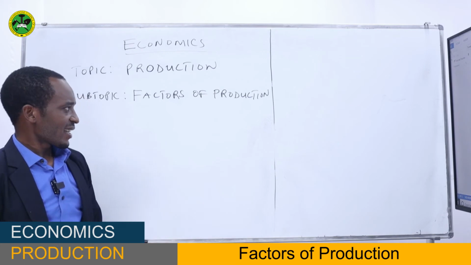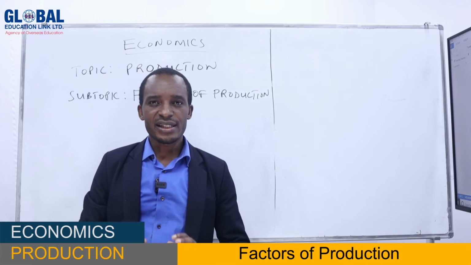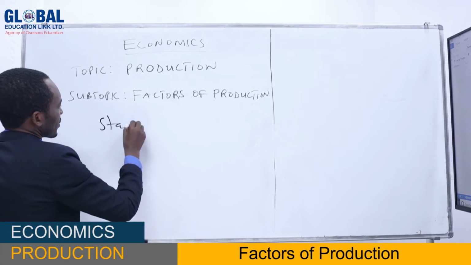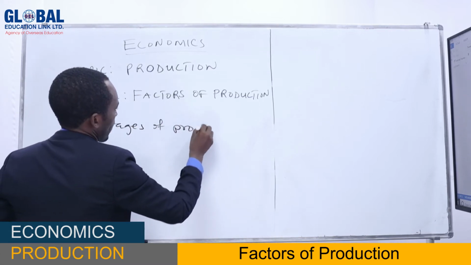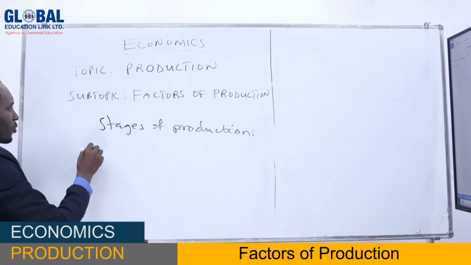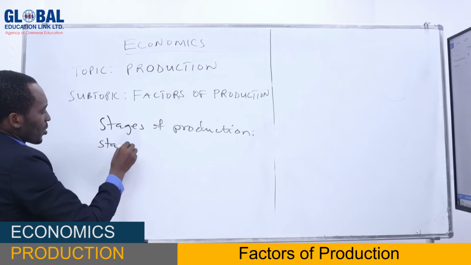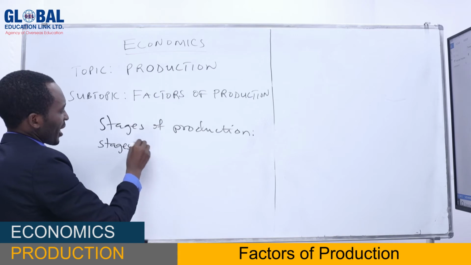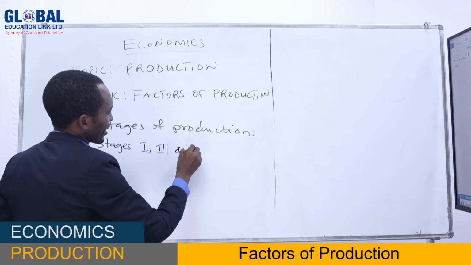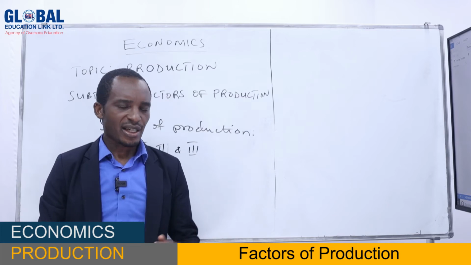Okay, now let us discuss the stages of production. Here we'll discuss the 3 stages of production. We'll have 3 stages: Stage 1, Stage 2, and Stage 3. Now let us consider the following diagram.